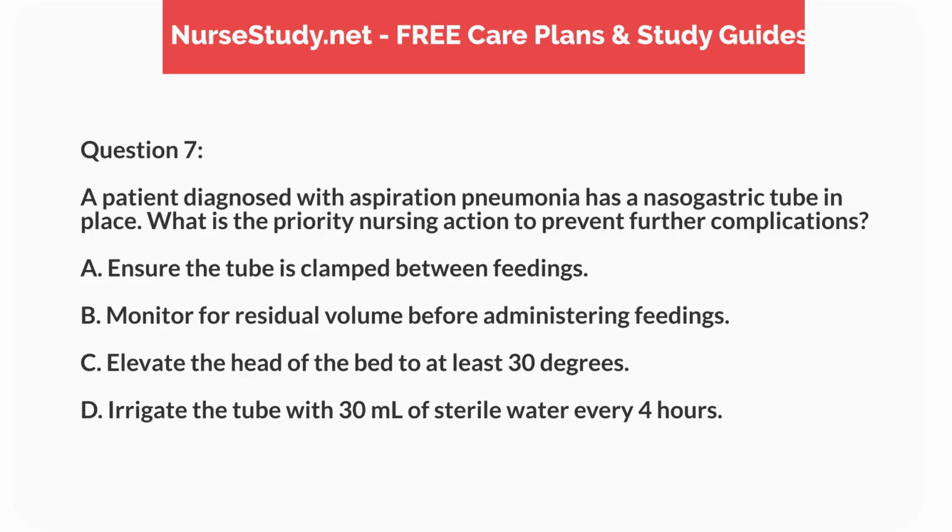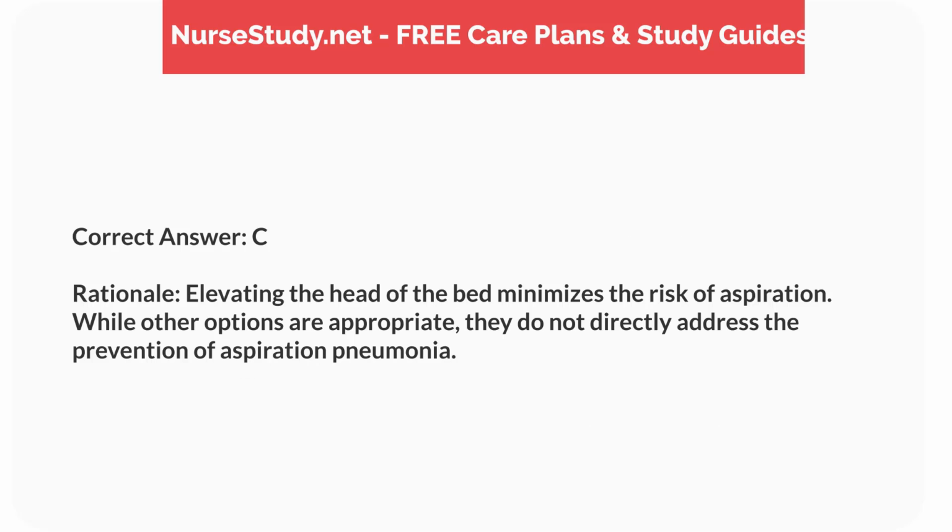A. Ensure the tube is clamped between feedings. B. Monitor for residual volume before administering feedings. C. Elevate the head of the bed to at least 30 degrees. D. Irrigate the tube with 30 milliliters of sterile water every 4 hours. Correct answer, C. Rationale: elevating the head of the bed minimizes the risk of aspiration. While other options are appropriate, they do not directly address the prevention of aspiration pneumonia.